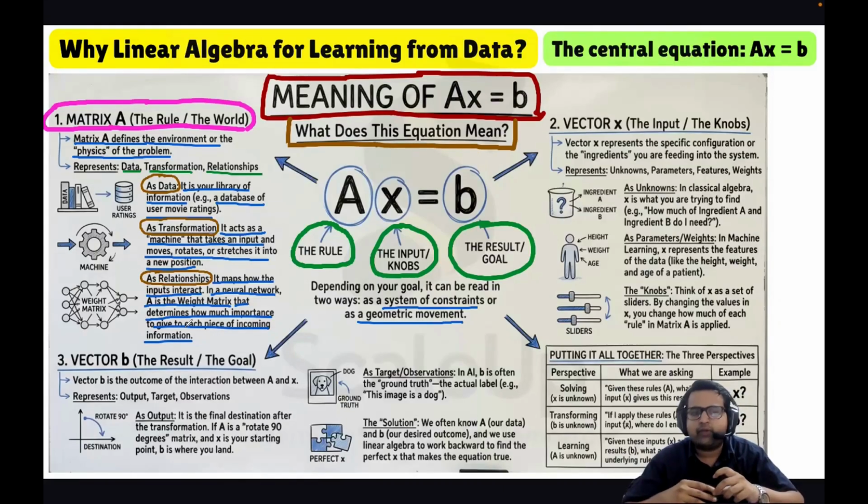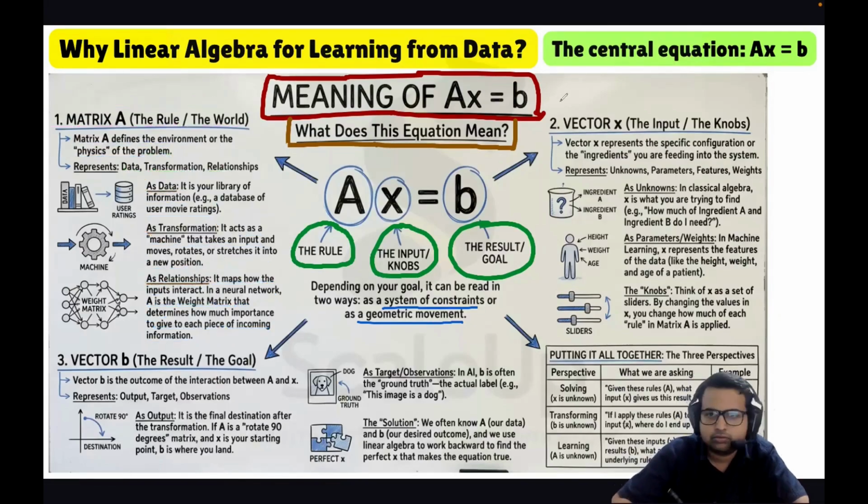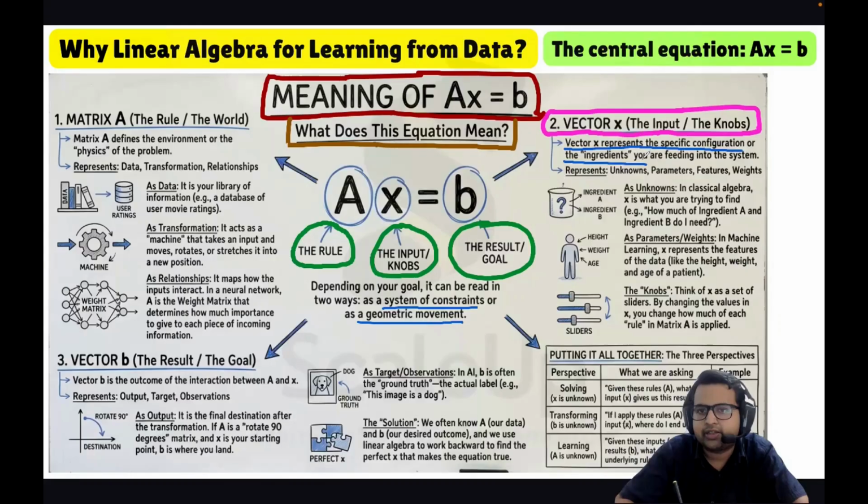And in a neural network, we call it the weight matrix, wherein this A holds the weights, which determine how much importance to give to each piece of incoming information. Now let us look at the vector X, the input, the knobs, what it is. So the vector X represents the specific configuration or the ingredients you are feeding into the system.